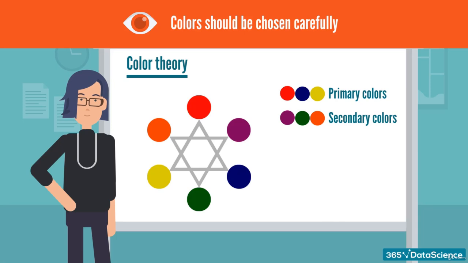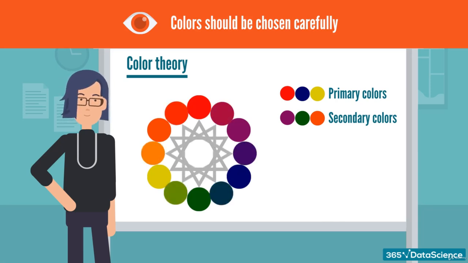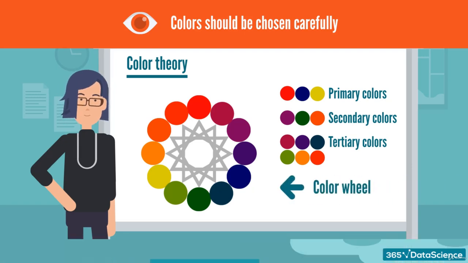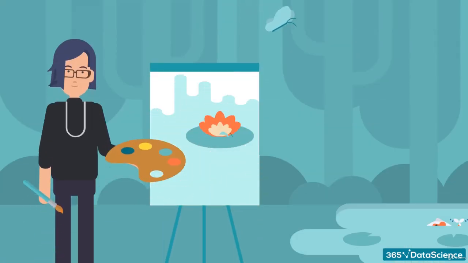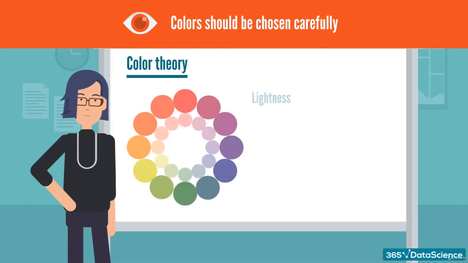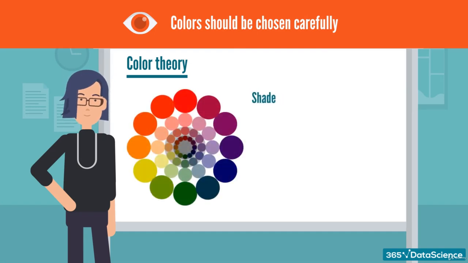Obviously, we can repeat the same operation and mix each two of the colors on the screen together. The new colors that we create are called tertiary colors. The overall diagram that we get is called a color wheel. You can create all these colors using a paintbrush at home, and I'm sure you've already done so as a child. Continuing with color theory, we've got hue, saturation, lightness, shade, tint, tone, temperature, and more.